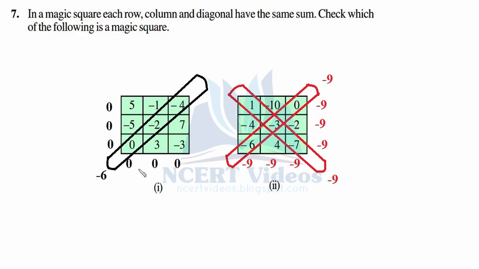Now let's check diagonally. When you do it, minus 4 and minus 2, so it is what? Minus 6. Now we don't have to check any further. This is not a magic square because diagonally it fails. Let's move to the second part.